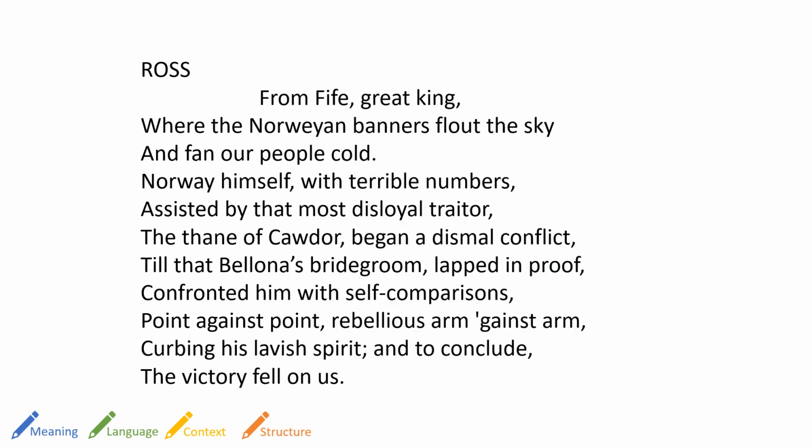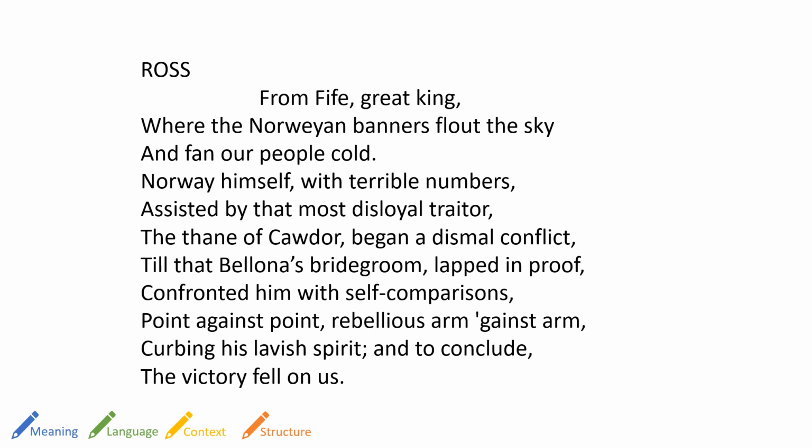So we know the sergeant's opinion on all of what's happened. We know his great admiration for Macbeth. Perhaps we're thinking as an audience, well, maybe he's just paid the sergeant or something. Who knows? Well, if that was the case, we've also got Ross turn up at this point to back up everything the sergeant says. Ross talks a little bit about the King of Norway with terrible numbers, great troops, assisted by that most disloyal traitor, the Thane of Cawdor.